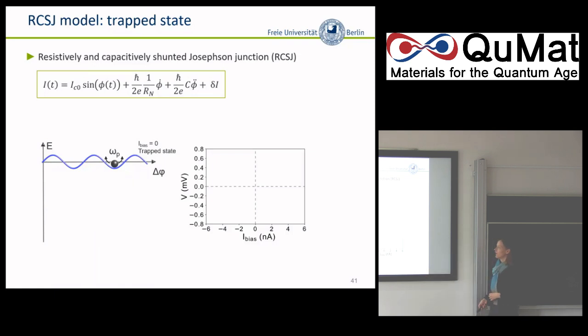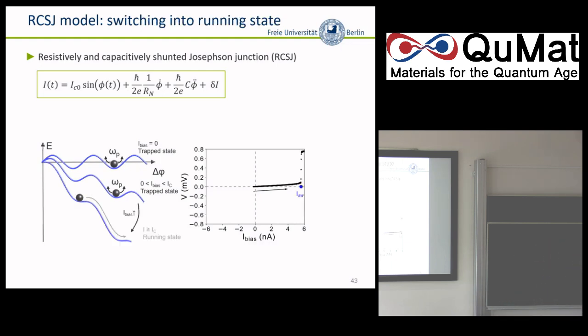So if we now increase a bias current, it means that we are tilting the potential, but this phase particle can still be stuck in there. But you see already where it's going. If you tilt sufficiently strong, your quasi-particle now can run freely, and once it runs, you see it changes the phase along this axis, and therefore we see a voltage drop. Okay, so now you see that there must be some critical tilting and some critical current, which we call the switching current.